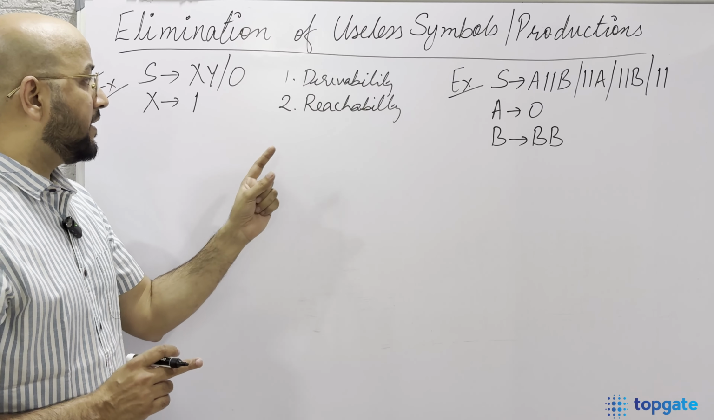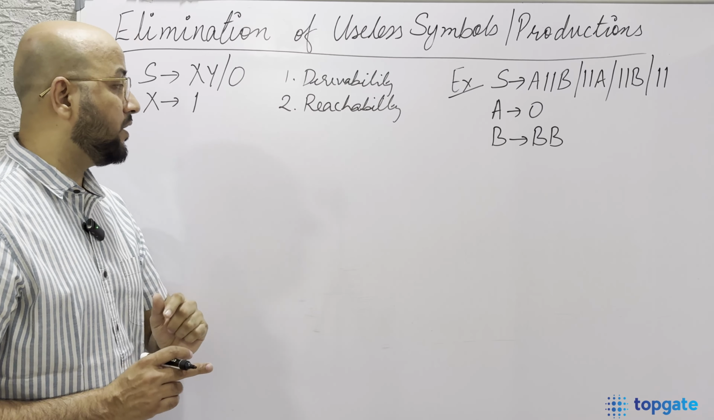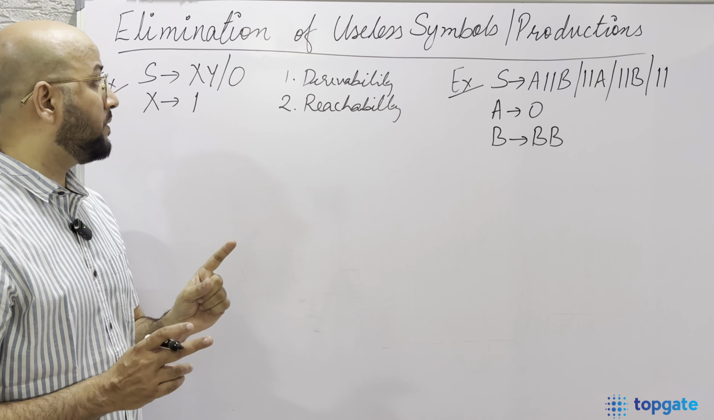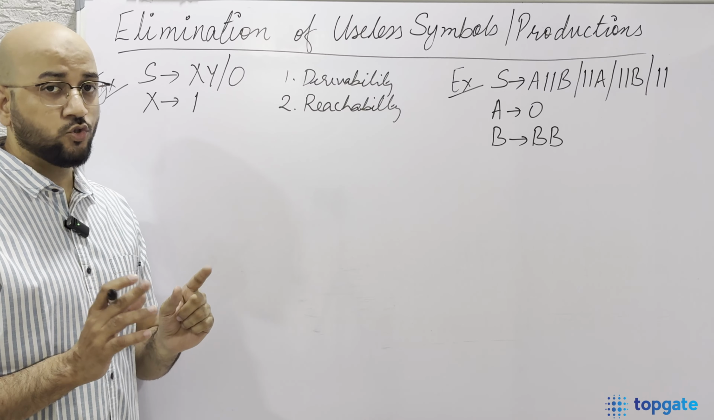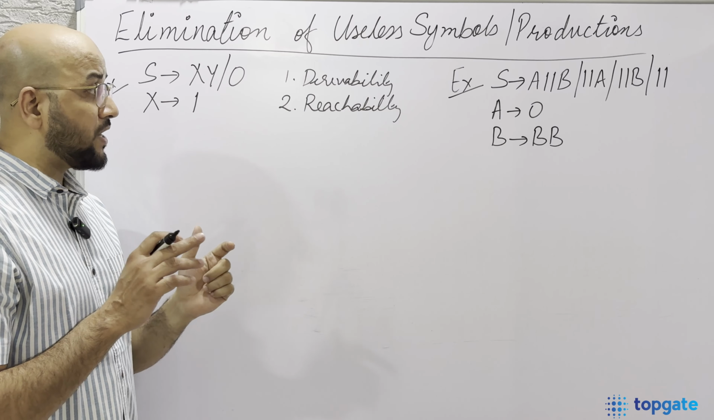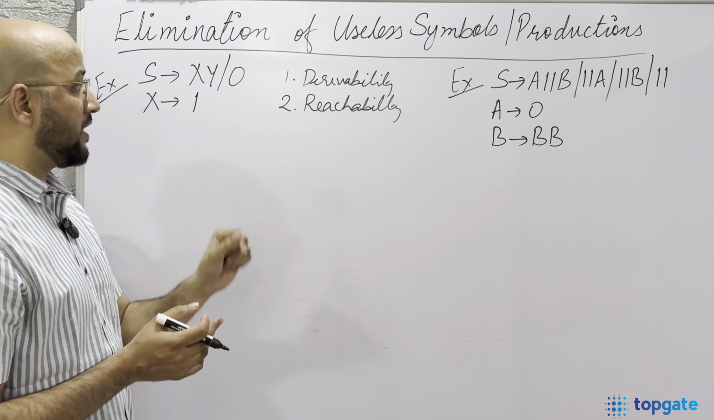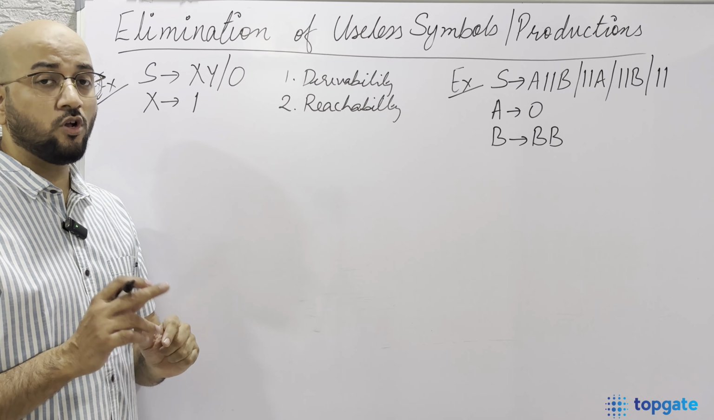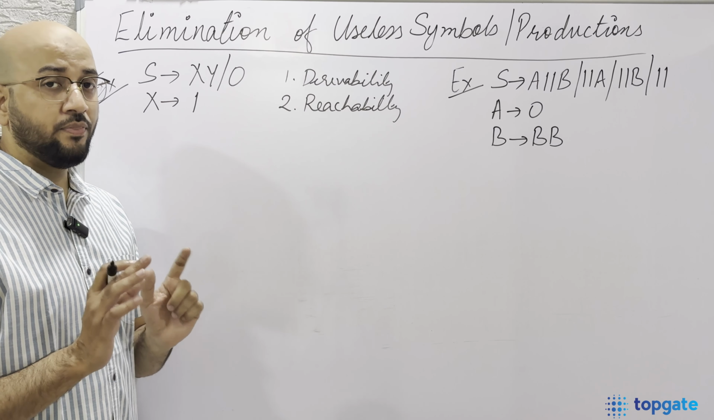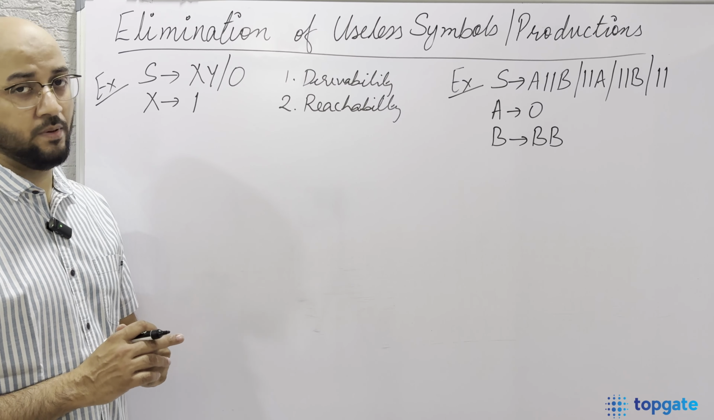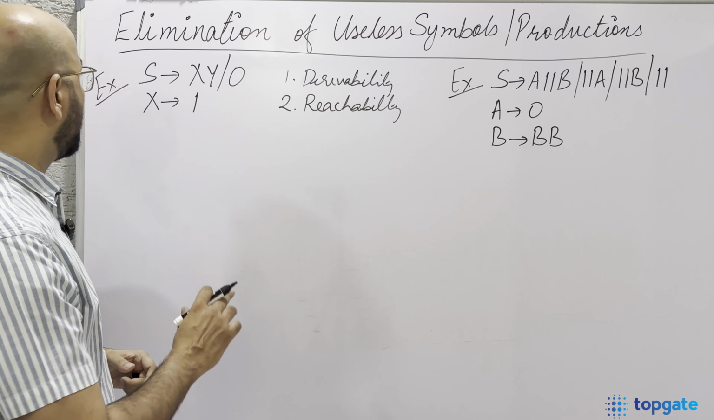Correct? The second thing is reachability. Here, every variable should be reachable from the start variable. If there is any variable which I am not able to reach from the start variable, then that variable is also a useless symbol, and therefore it also has to be eliminated. Clear? So let's start with this example.